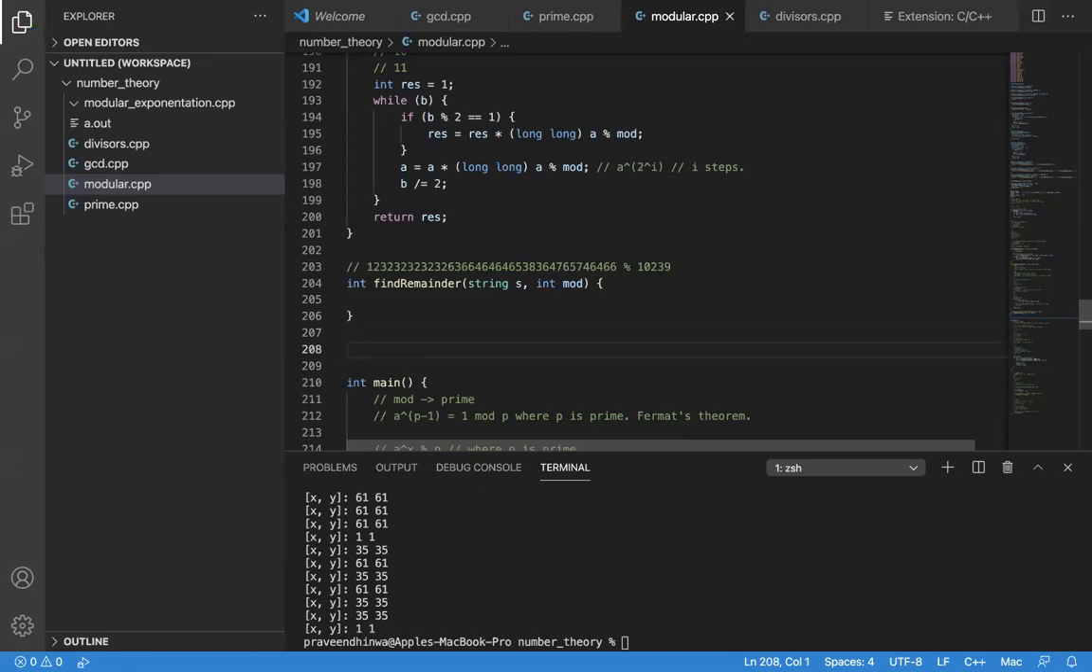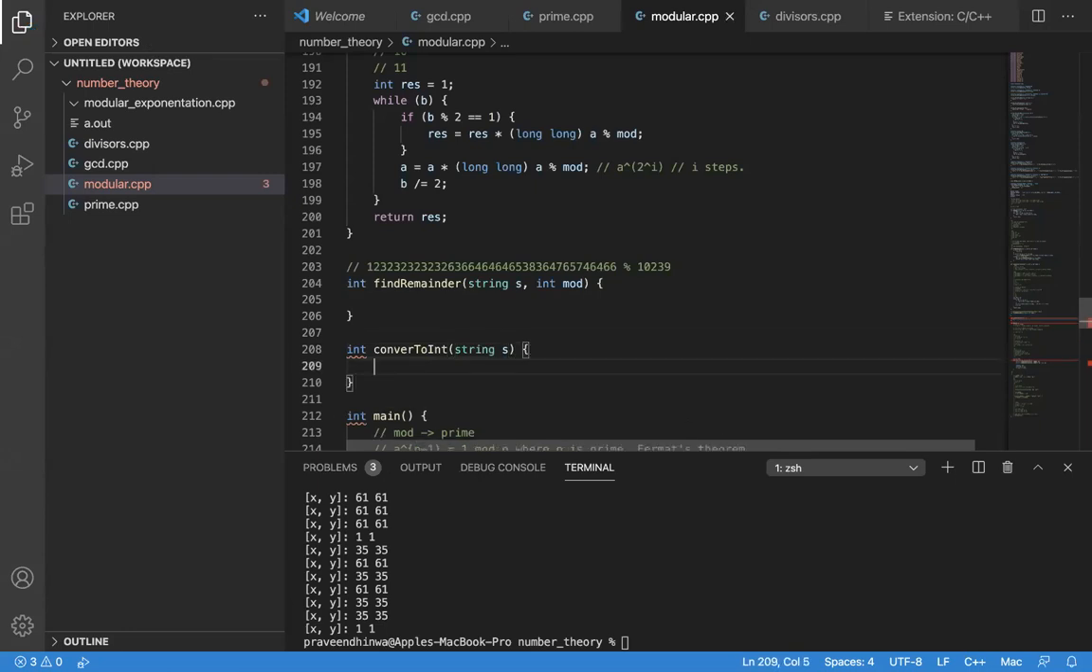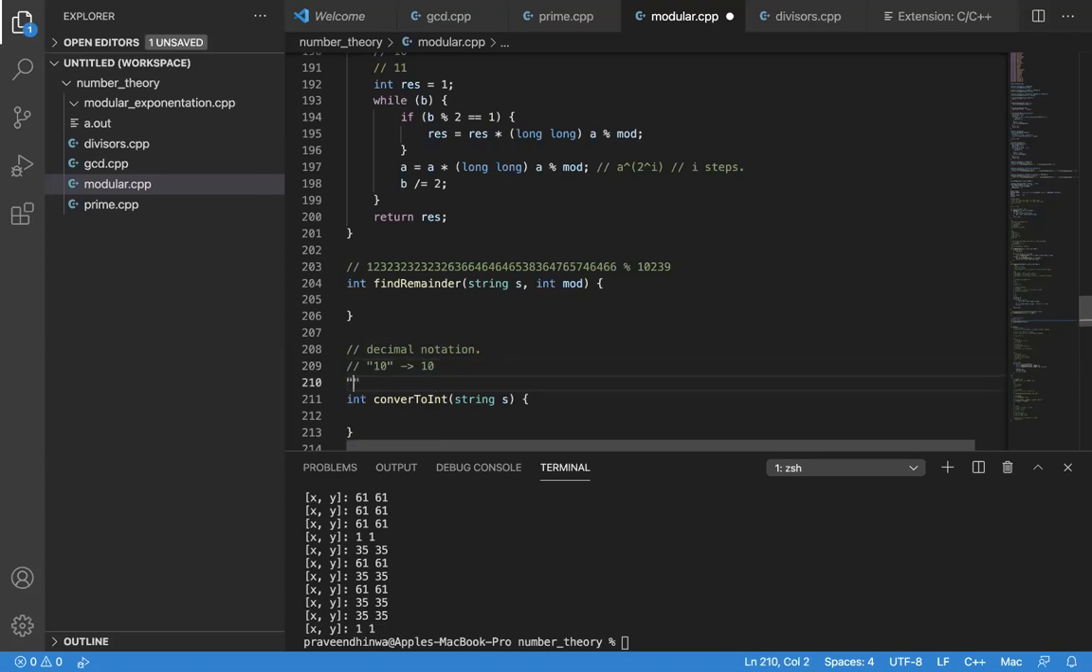Okay, let me. Suppose it was not remainder. Suppose that you were given some string and you had to convert it into an integer. You are guaranteed that this string fits in an integer, and this string is in decimal, no decimal point. So if your string is 10, your answer should be 10. If your string is, let's say, 159, your answer should be 159.